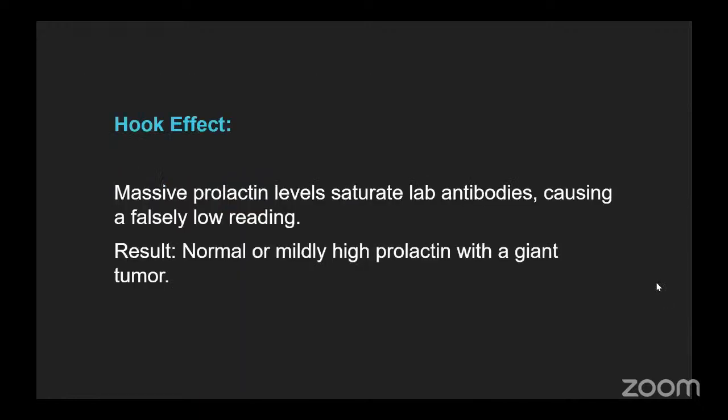There are two very important diagnostic pitfalls. I am sure you are all aware of them. There's something called hook effect and there's something called stalk effect. One is a false positive and one is a false negative. What ends up happening in hook effect is it's a false negative state. Why false negative? Because there is a prolactinoma which is secreting such high levels of prolactin that when the lab technician is testing, the sample ends up saturating the lab antibodies and there's a false low reading. So this is a false negative situation.